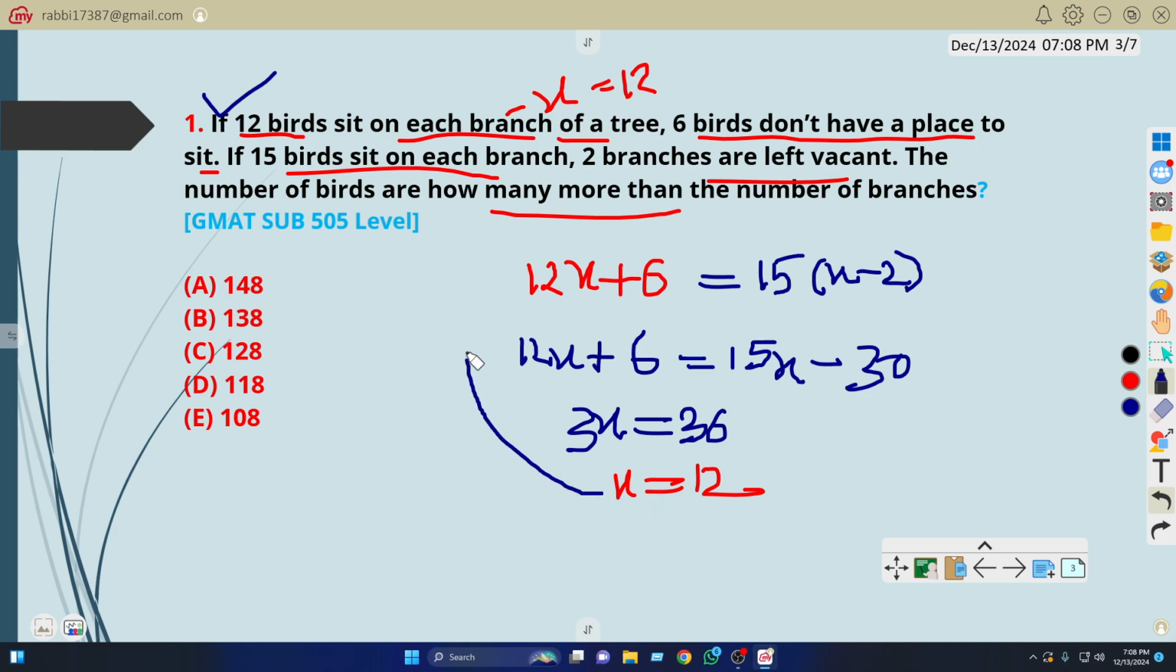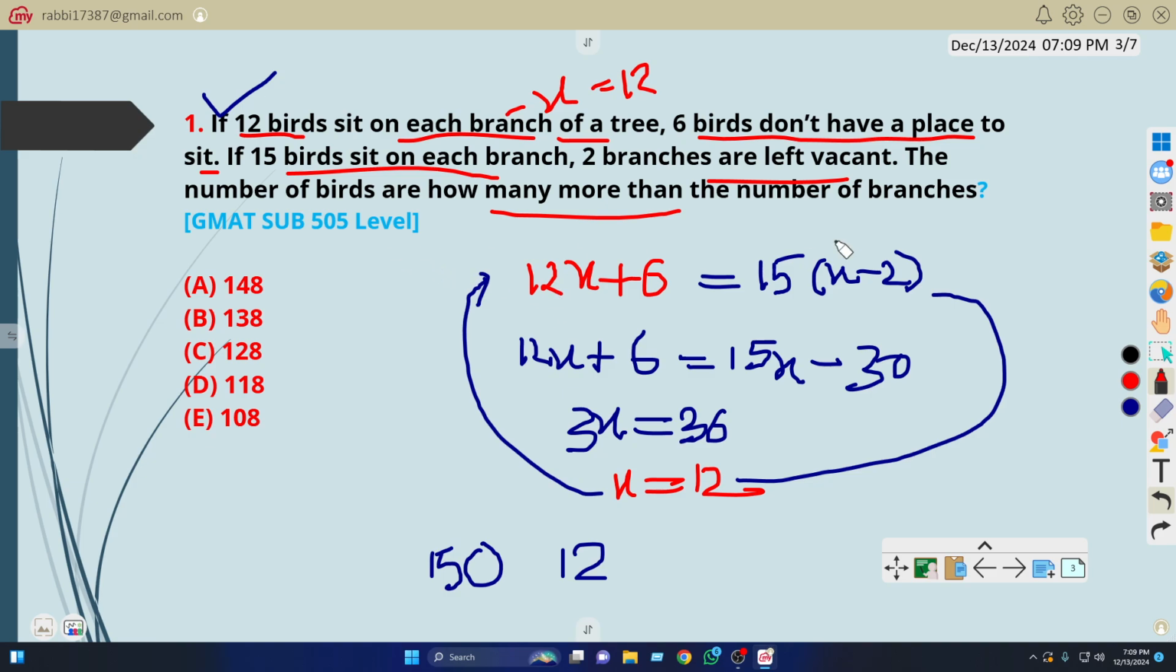Here if we put the value into one of the equations, such as 12x plus 6 or 15 into x minus 2, we can find the total number of birds. So if we put the value here, the equation is totally easy. The value 12 put here, 12 minus 2 is 10, and 10 times 15 is 150. That is the total number of birds on the tree. So we can easily find the total birds and the total branches of the tree.